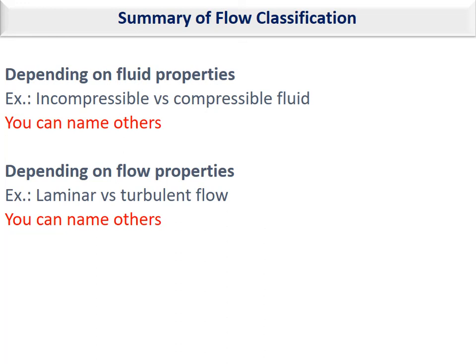So, summarizing what we said up to now, the flow may be classified into different forms depending on fluid properties, like incompressible versus compressible fluid, or depending on the flow properties, like laminar versus turbulent flow. If you remember what I discussed, then you may name others. If you don't remember, please listen to the video from the beginning.